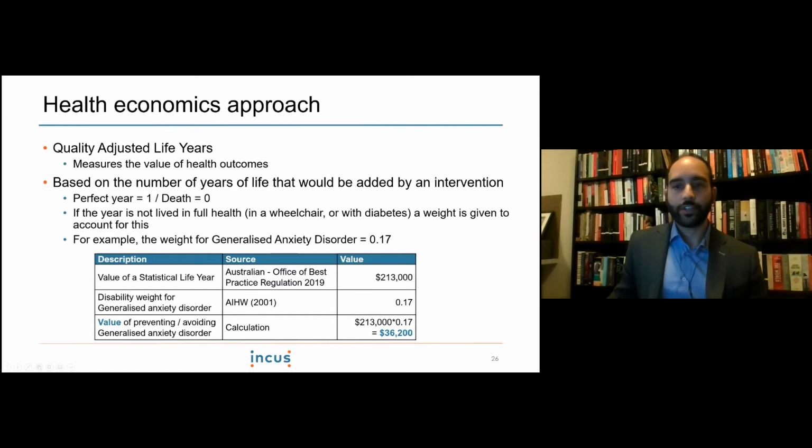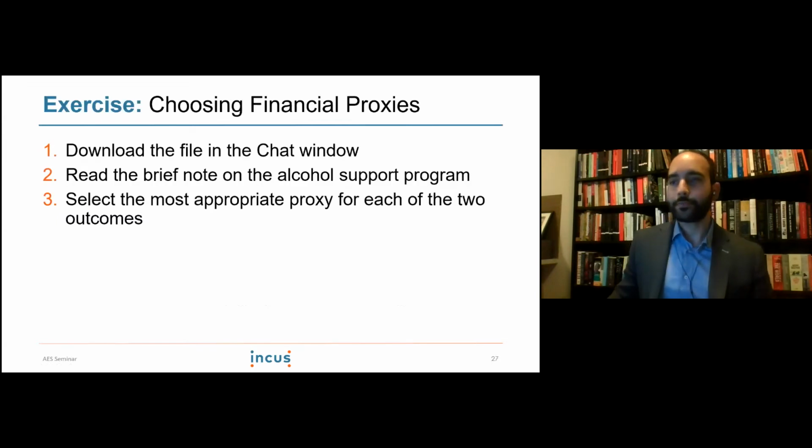I'm just going to share a link to a file in the chat. If I can make this work. I've just put a link in there, and apologies to people who can't juggle too many things at the moment if they're on their phone. But if you can open that chat window, download the file, and there's a brief note in there.